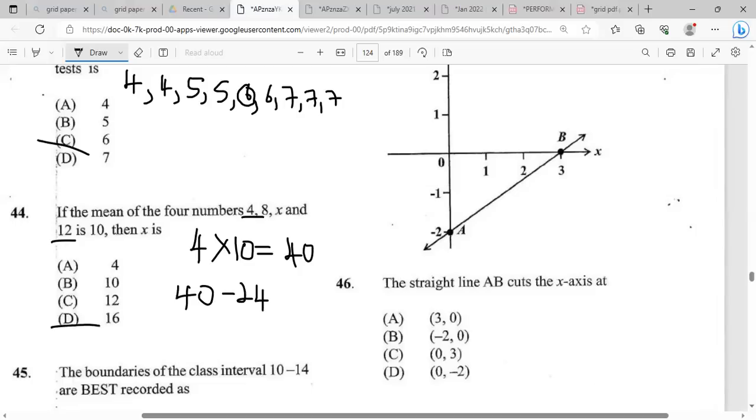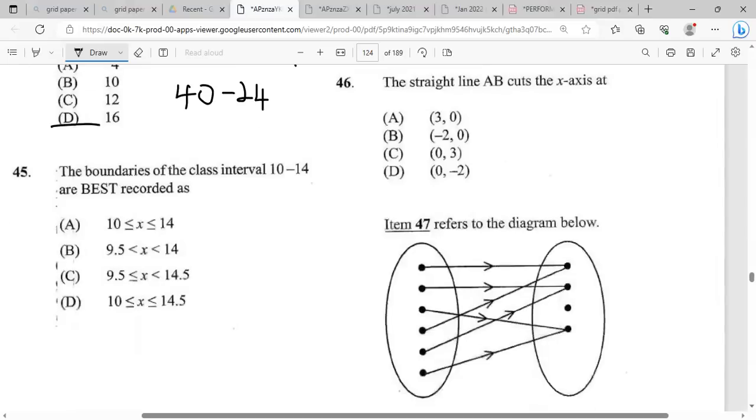All right, let's look at 45. Very nice question. The boundaries of the class interval of 10 to 14 are best recorded as. So first of all, for the lower class boundary, which is the 10, we're going to subtract 0.5. So that should be 9.5, right? And for the upper class, we're going to add 0.5, which is 14.5.